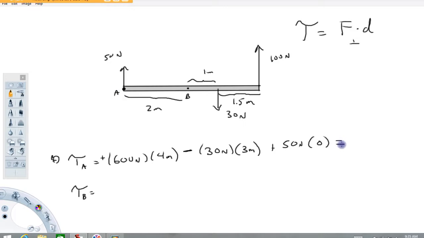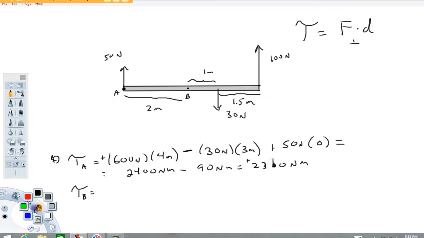So that's it. And if we go ahead and take a look at this here, we can simplify this. This is going to be 2400 Newton meter positive minus 90 Newton meter. Looks like 2110 Newton meter positive, if I did that math right. Sorry, 2310. 2310. 2400 minus 90.